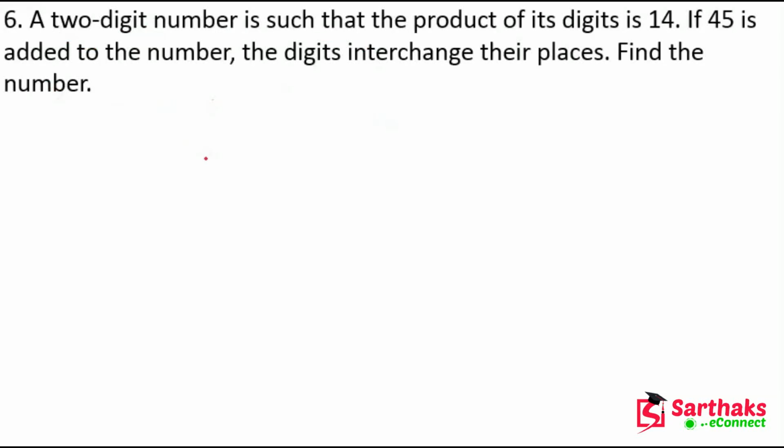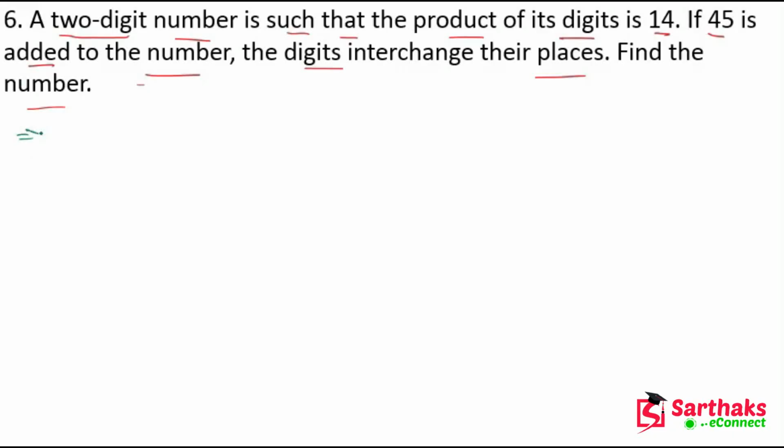Now here is the next question. A 2-digit number is such that the product of its digits is 14. Now if 45 is added to the number, the digits interchange their places. Now we have to find the number.